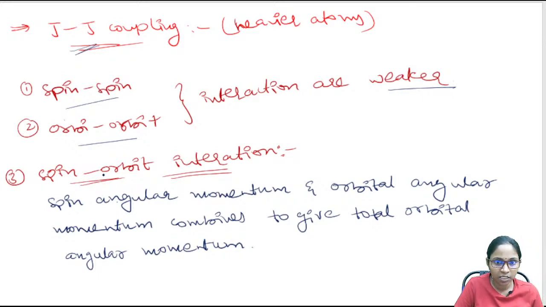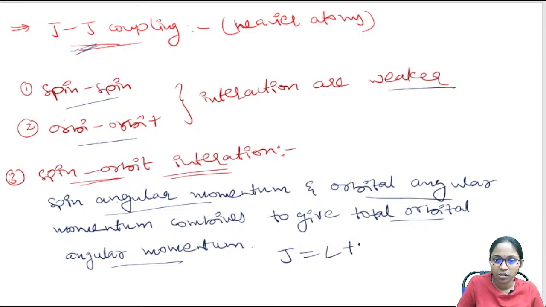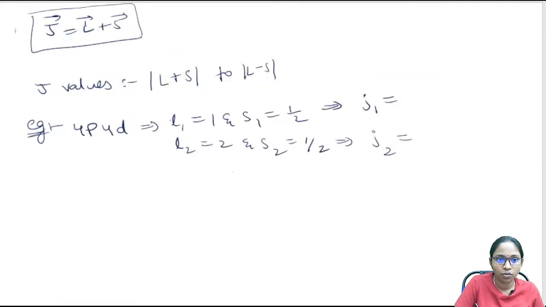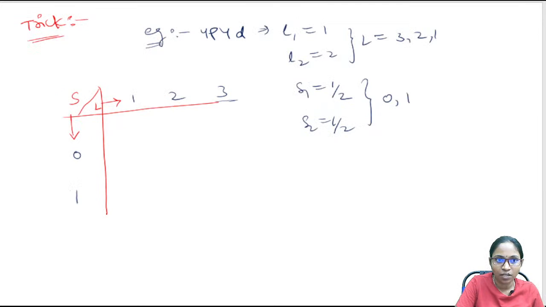And coming to spin orbit interaction, spin angular momentum and orbital angular momentum combine to give the total angular momentum, that is J equals L plus S. J vector is equal to L vector plus S vector. And coming to the example, how to find this J value? I will give you a trick to solve for this J value.